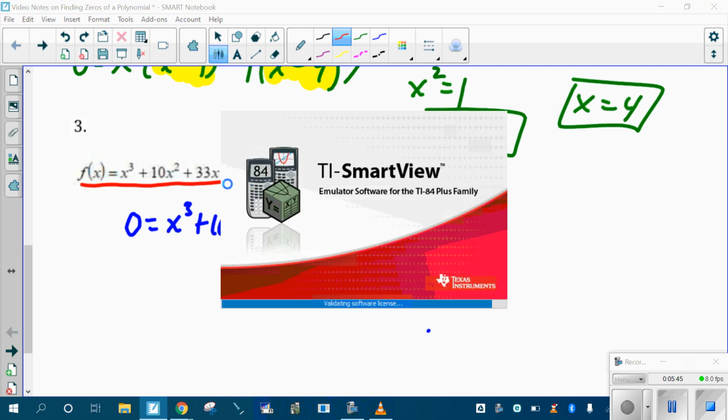Type that function in. And then we're going to go to the table. Okay, so quick, I think you guys got this, but again, I just want to remind you about this because it's important. So we're going to grab our calculator.